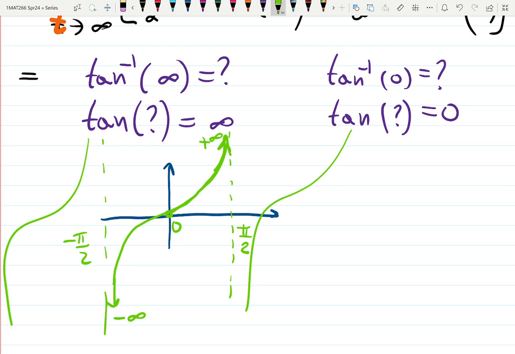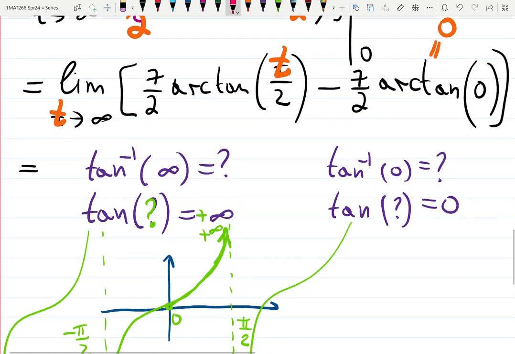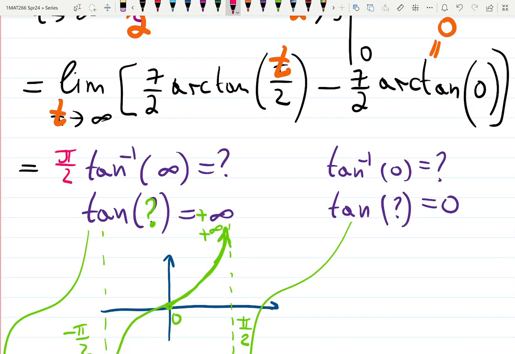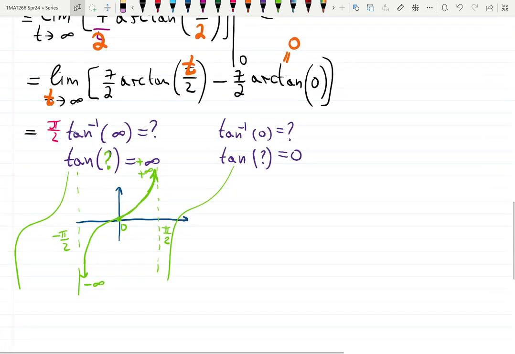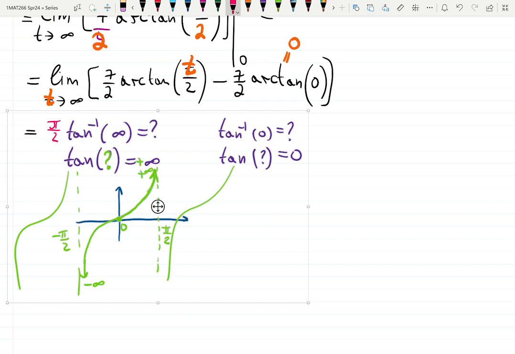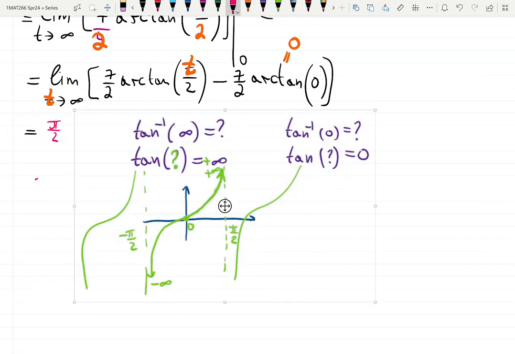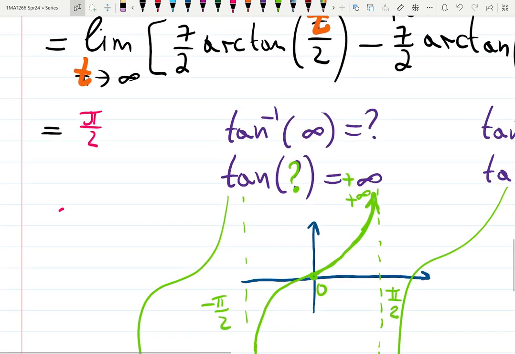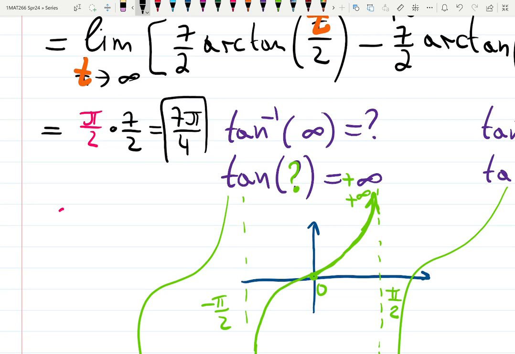Thus, tangent of what angle gives me plus infinity? Pi over 2. Does that make sense? Pi over 2 and something is missing. 7 over 2. Good job. I was wondering if anyone noticed. Pi over 2, but it's also 7 over 2. So it's 7 pi over 4.